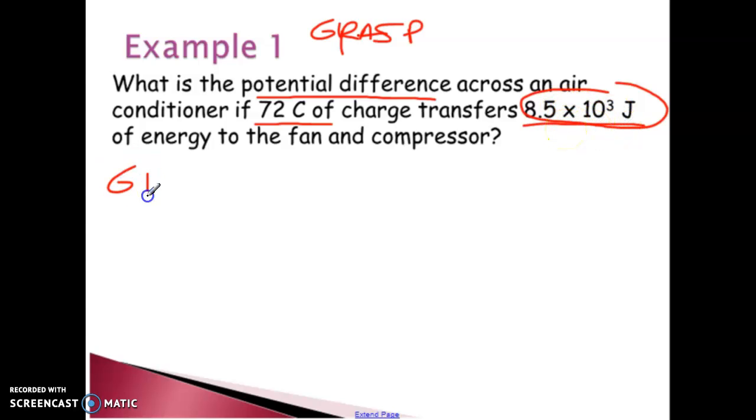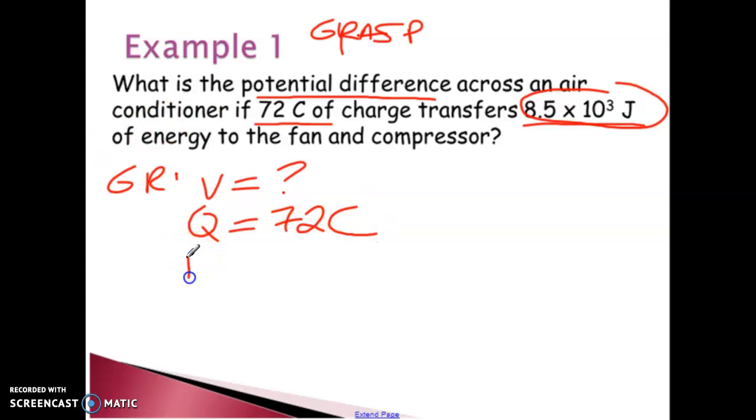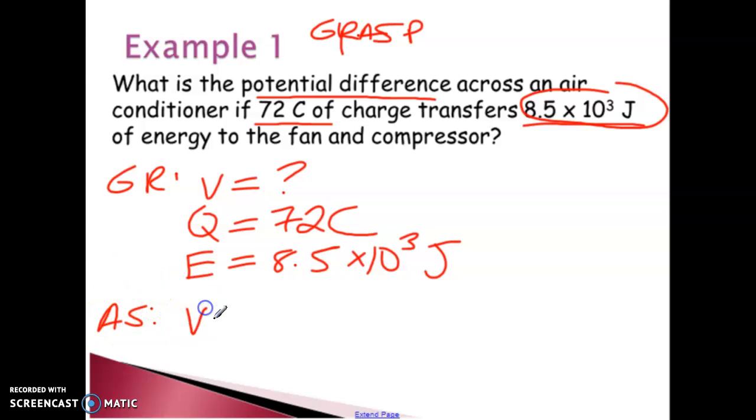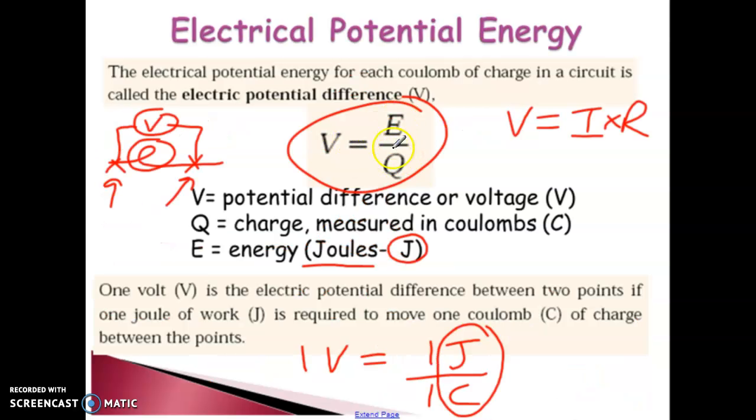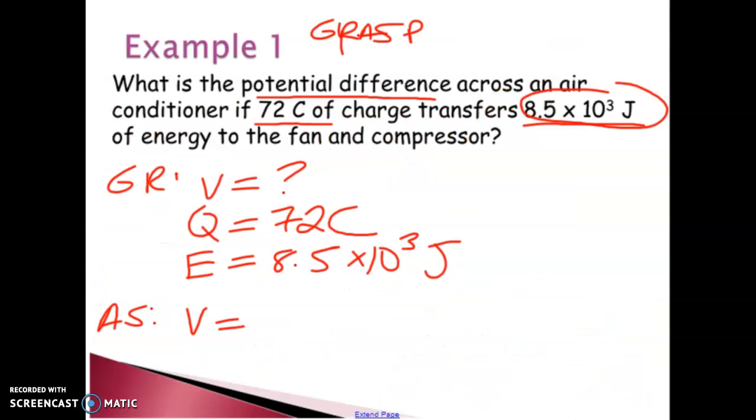So let's get going with what we want. We're looking for voltage. We have the charge, 72 coulombs, and we have energy, and everything is in the proper units. So V is equal to, let's go back to the original, E over Q.